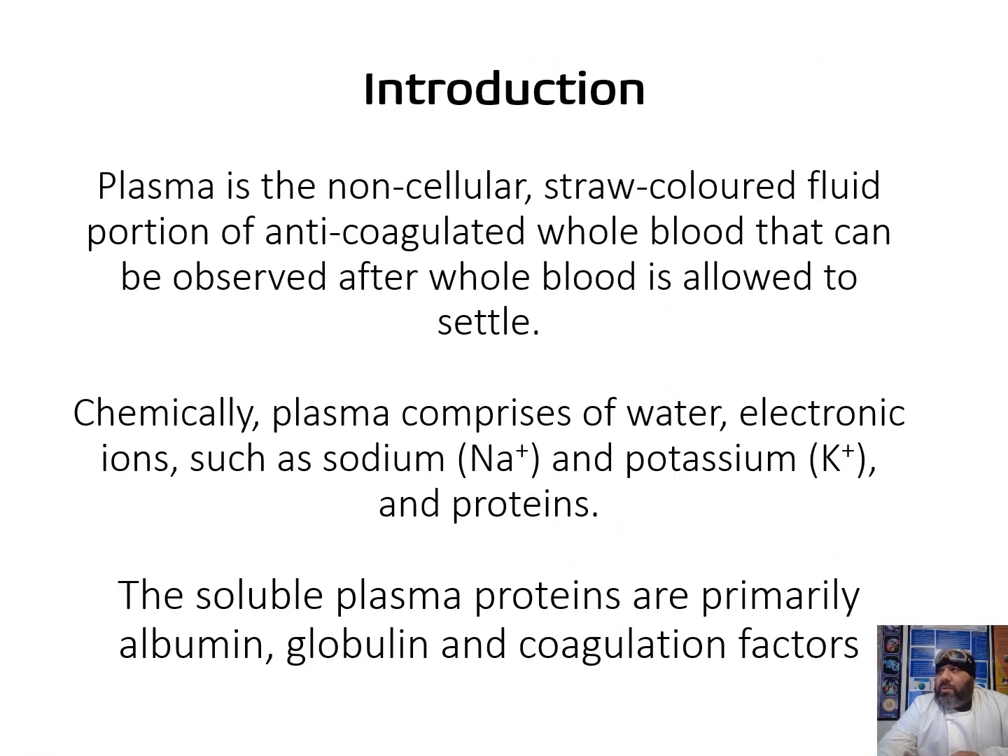So a bit of introduction. Plasma is a non-cellular, straw-colored fluid portion of anticoagulated whole blood that can be observed after whole blood is allowed to settle. Chemically, plasma comprises water, electrolyte ions such as sodium and potassium, and other proteins, and the soluble plasma proteins are primarily albumin, globulin, and coagulation factors.